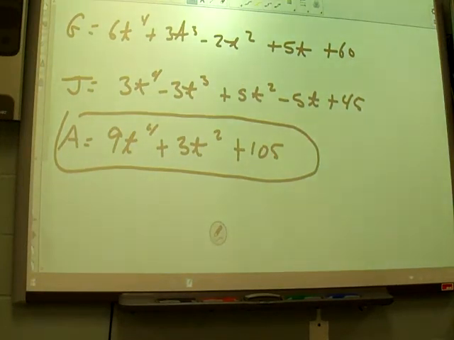Alright, ready for the last one. A little tricky on the first part of the last one. Are we not doing D on the test either? Nope. It's A. Alright, we got the volume. V of x is 27x squared minus 9x.